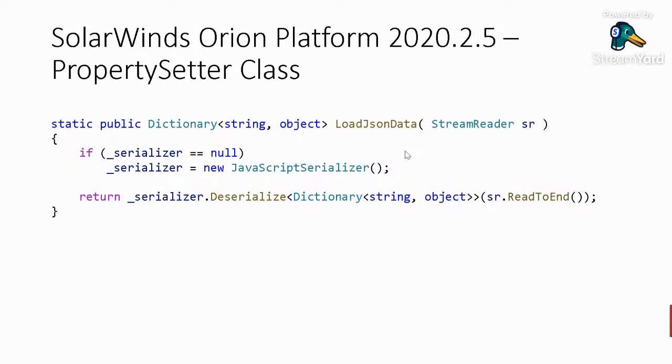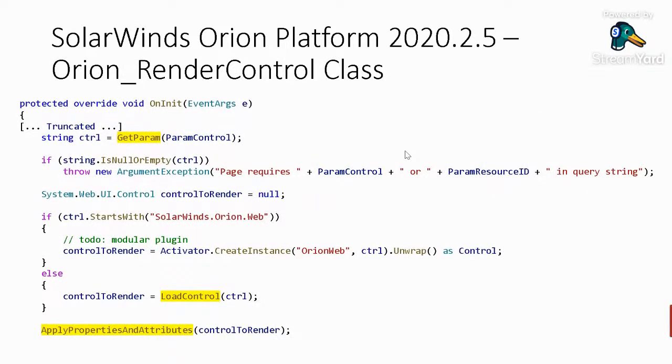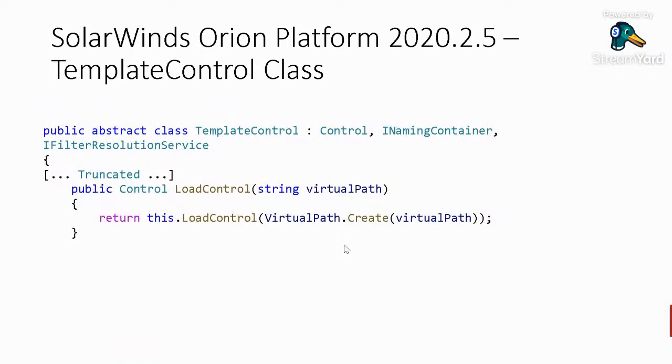But anyways, it would be too easy if it were just this one function, right? So let's continue on. We read the JSON data securely. Now we're getting some parameter called control. We're loading it, and then we're calling this function that applies properties and attributes on the control. Okay, so far all we could control is this control parameter. Okay. What can we do here? Okay, first of all, load control, what does it do? It simply accepts some kind of path to a control and loads it.